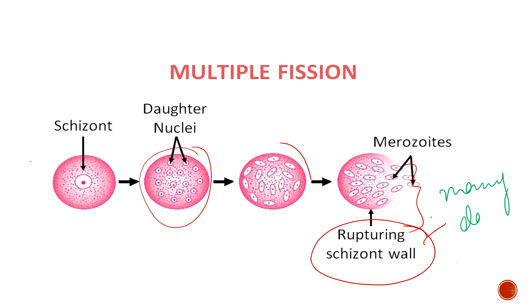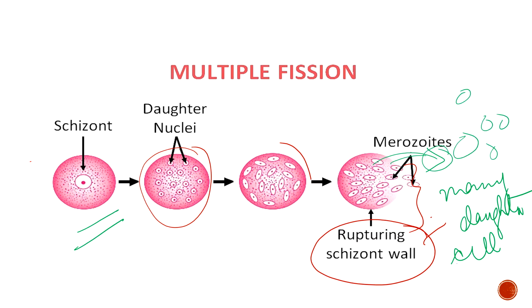So many daughter cells are formed from one single parent cell, whereas in binary fission from one cell only two cells are formed. Here each one has all the nuclear material and cytoplasm inside, and they form many cells from this one cell. This is called the multiple fission process, and it is a very fast process of growth, because from one, many daughter cells are formed.